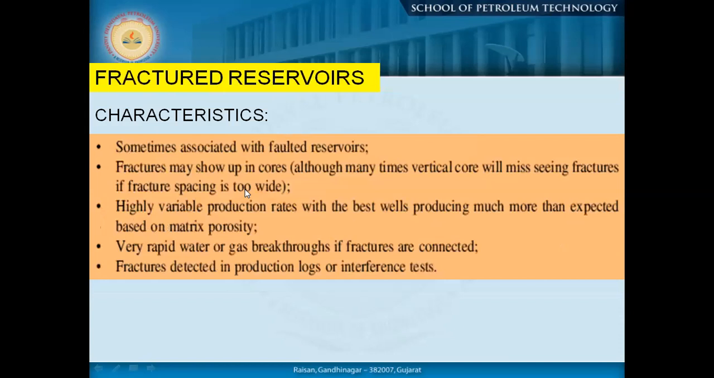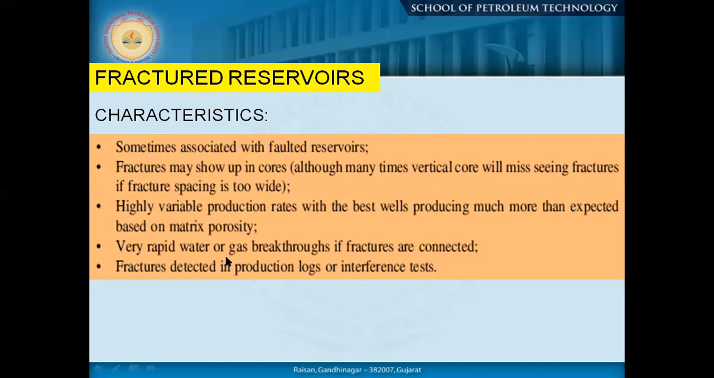Okay, so this is a fractured reservoir. You know what a fracture is. Sometimes, as in a faulted reservoir, fractures may show up in cores. So you may see highly variable production rates, with the best well producing much more than expected based on matrix porosity. Okay, so that means you have an irregular flow, one through the fracture and another through the matrix. Where the fracture density is more, you may encounter more flow. Where the fractures are not that dense, you may not. So depending on the pattern of your fracture and matrix permeability, you may encounter different flow rates in very closely spaced wells also.